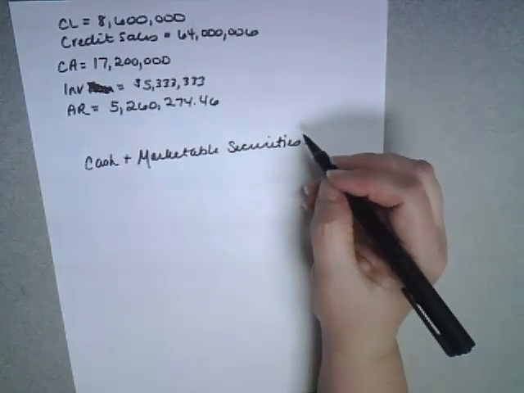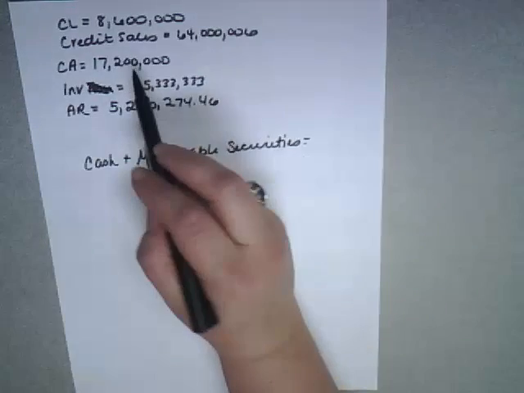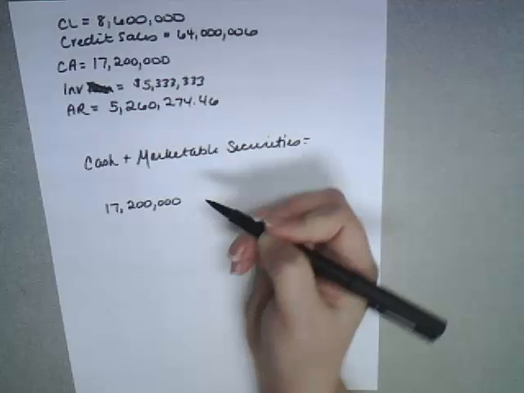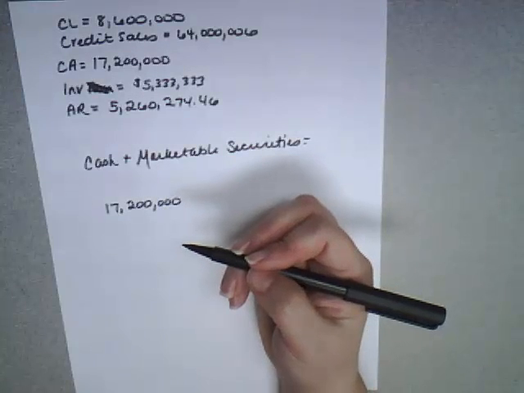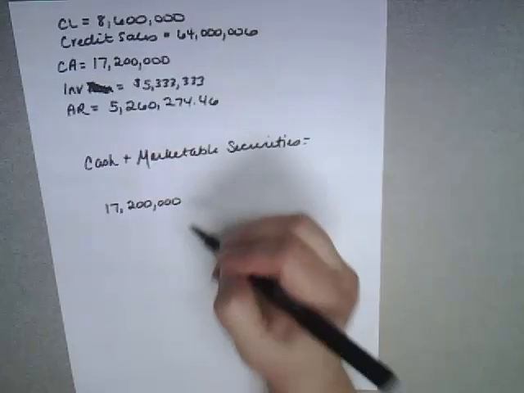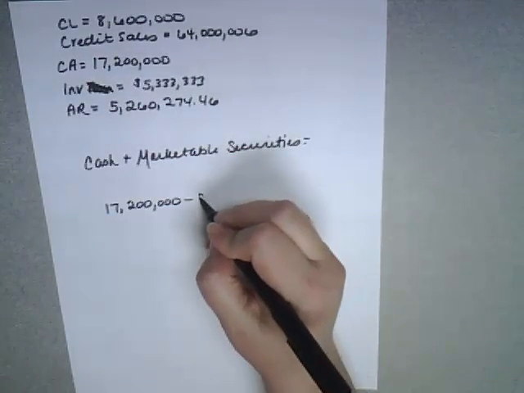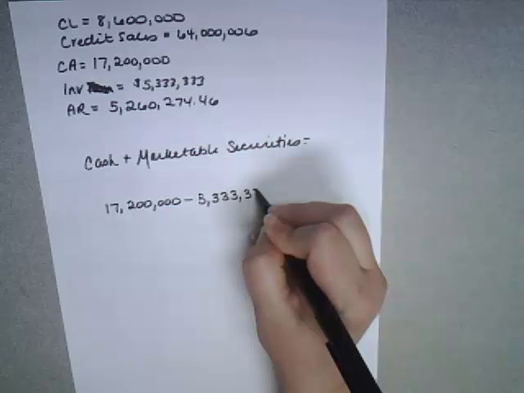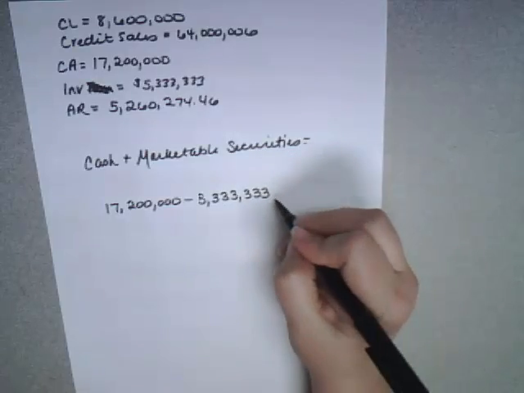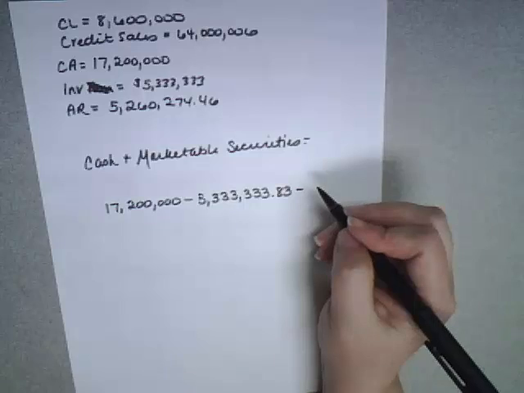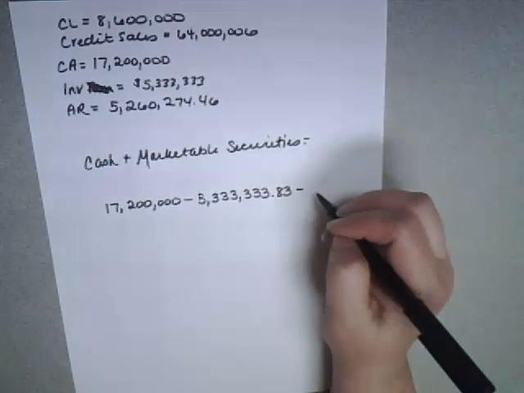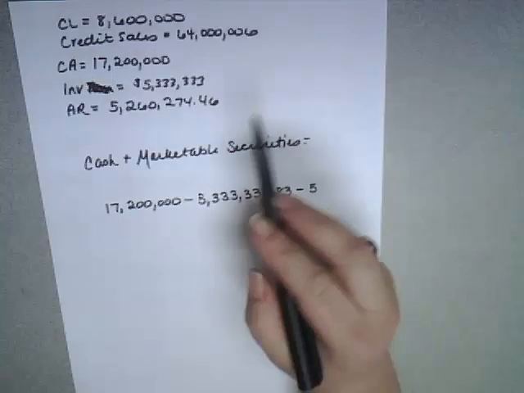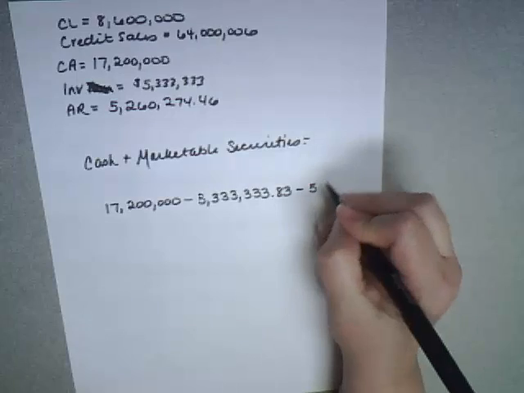what do we have here? We're going to take our current assets, cash, $17,200,000. Okay. We are going to take out our inventory because that's not part of our cash and marketable securities designation. And we're going to take out our accounts receivable because all we're looking for here is cash and marketable securities, and this $17,200,000 is our current asset amount.